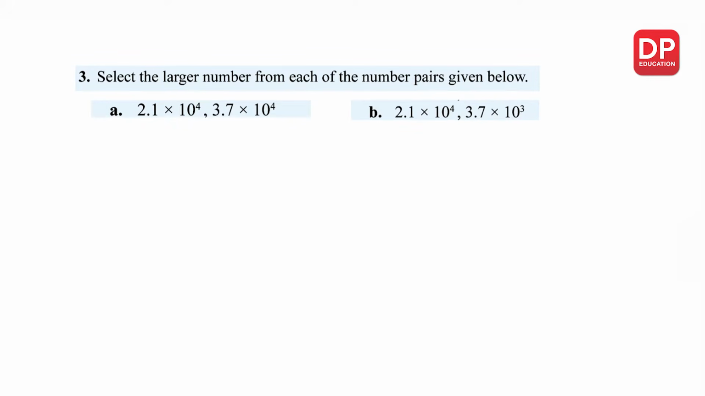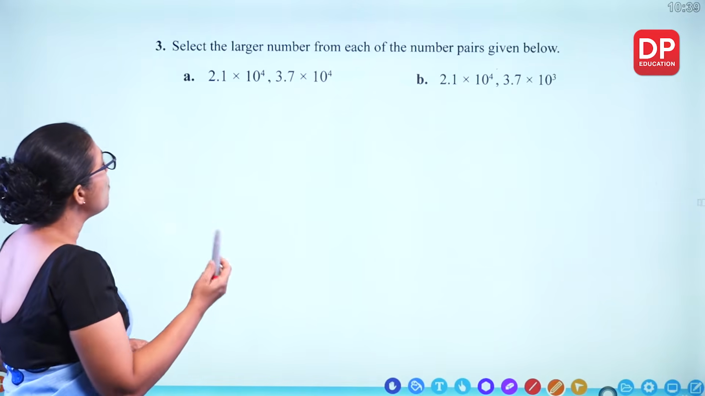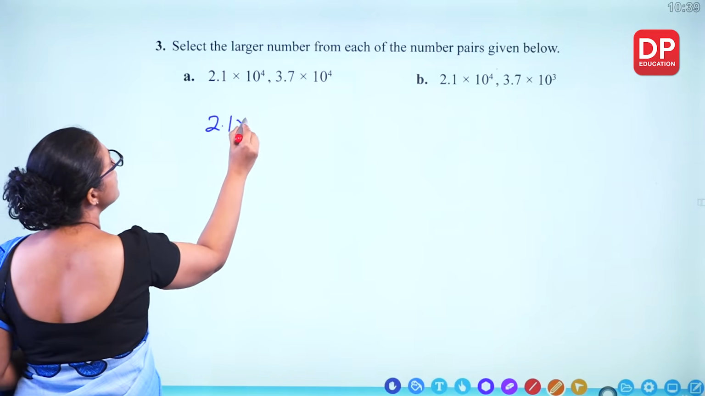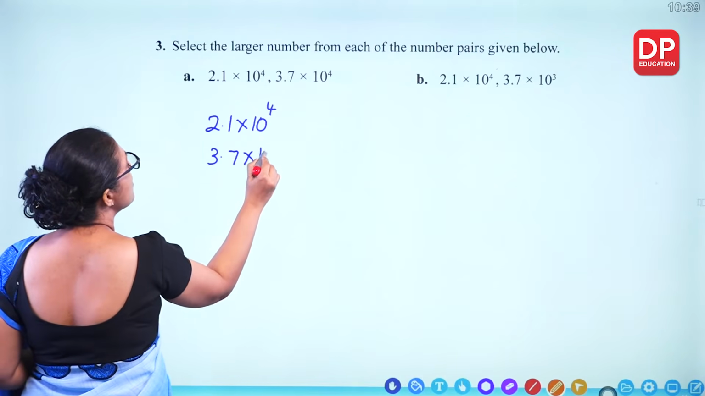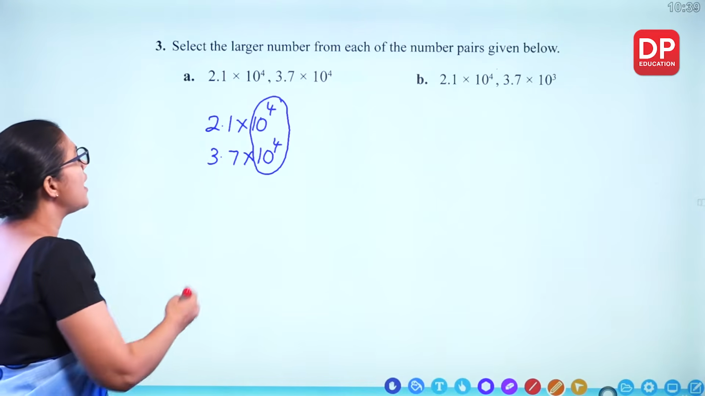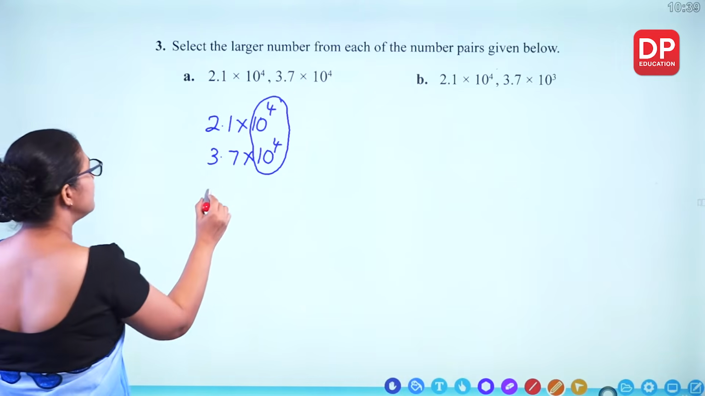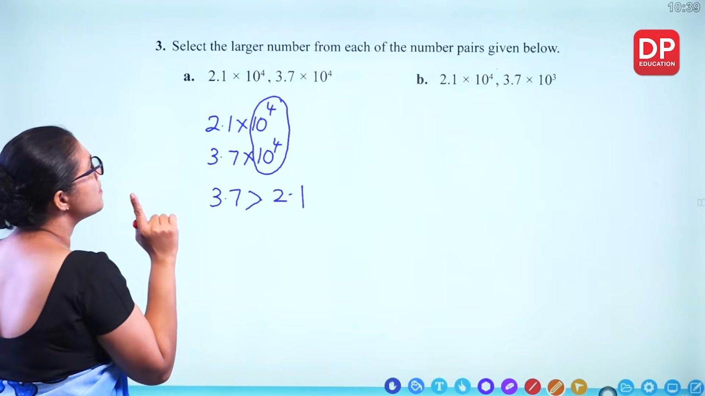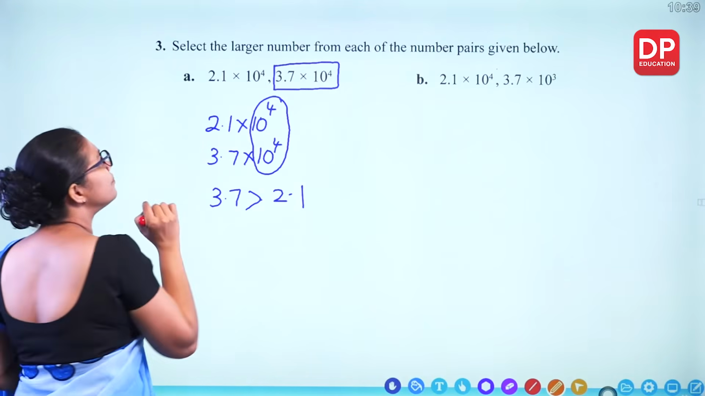Select the larger number from each of the number pairs given below. So we can compare when the same power of 10 is there. So 2.1, 10 to the power 4. 3.7, 10 to the power 4. Same power, so you can compare which number is bigger. So 3.7 is bigger than 2.1. So which number is bigger? Larger number is this one.